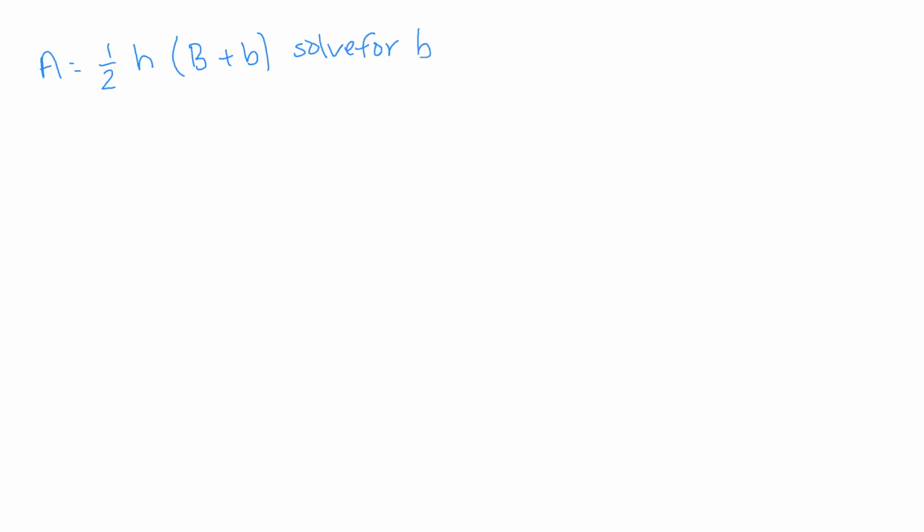Okay, first thing I want to do is get rid of the fraction. So I'm going to multiply both sides by the LCD, which is 2. All right, on the right, the 2 and the 1/2, they cancel. 2 times 1/2 is just 1. So I get 1 times h times b plus b. And then on the left, I'm just left with 2a.